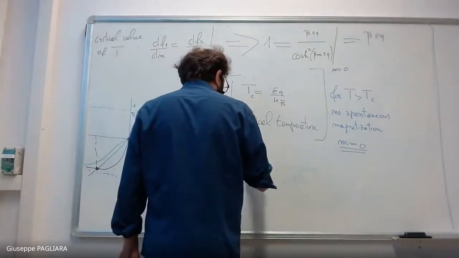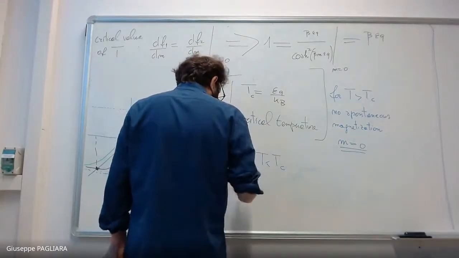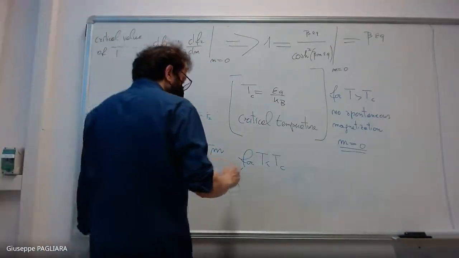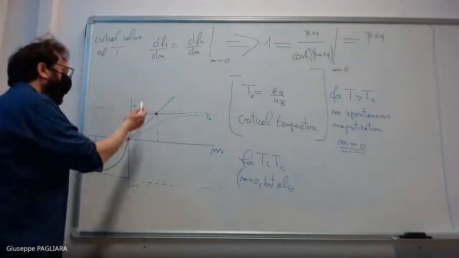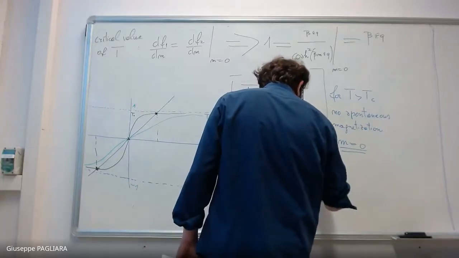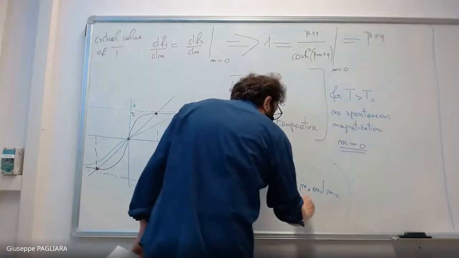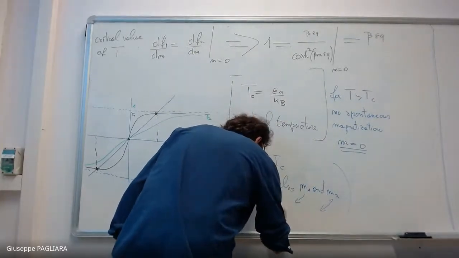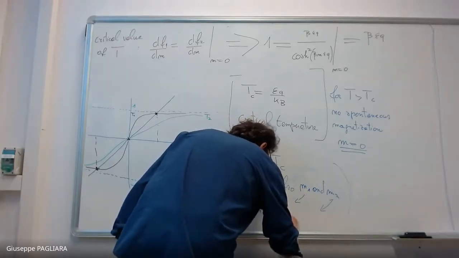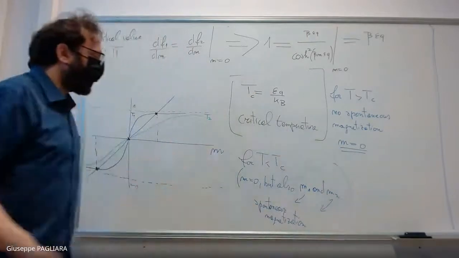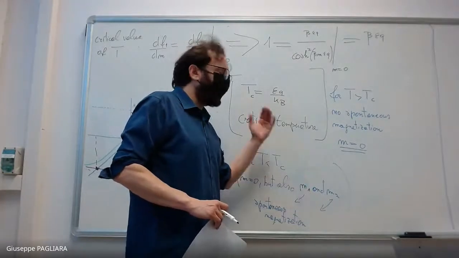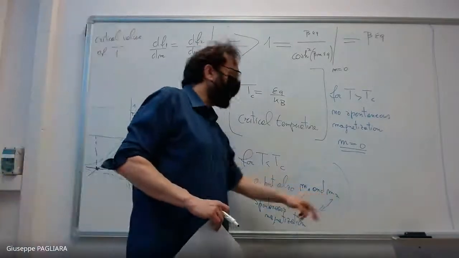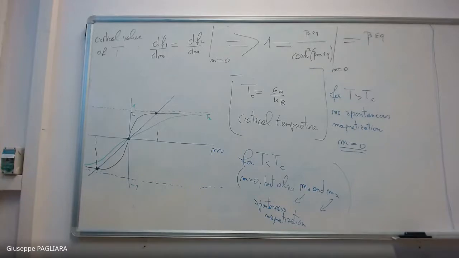Whereas for T less than Tc, I have m equals 0 as a possible solution, but also two other solutions, let's call them M1 and M2, which correspond to spontaneous magnetization. Which basically means that the spins will have a preferred direction, which could be the one of M1, or M2. Okay, so I have a spontaneous breaking of symmetry. And this example is paradigmatic for many other physical phenomena.